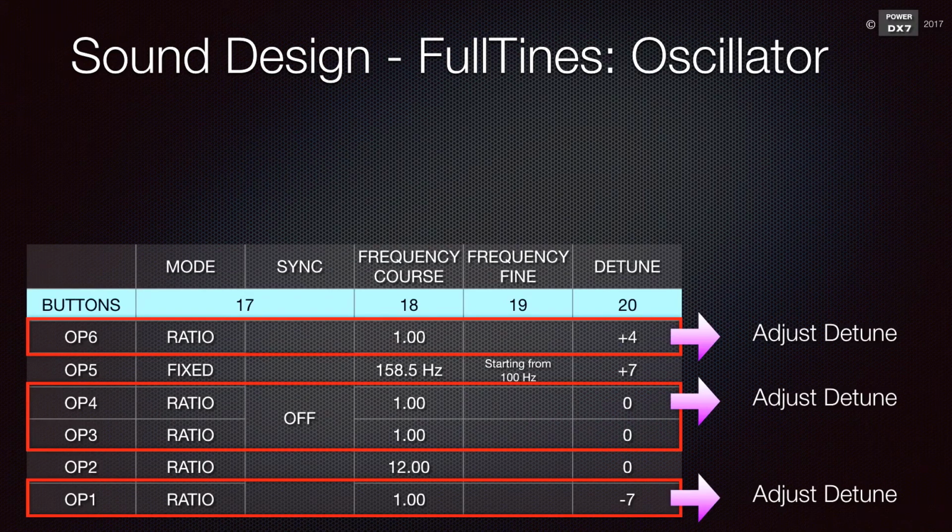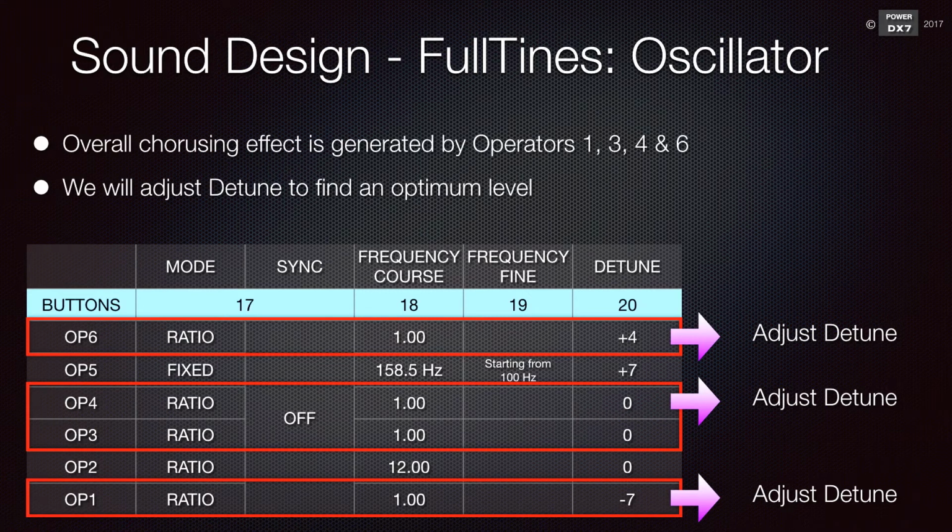As a beautiful and smooth chorusing effect is a must for great electric piano sound, we will start with detune. Before adjusting detune, let's revise how the overall chorusing effect is created. It is created by operators 1, 3, 4, and 6. Operators 1 and 3 are carriers. Operators 4 and 6 are modulators.